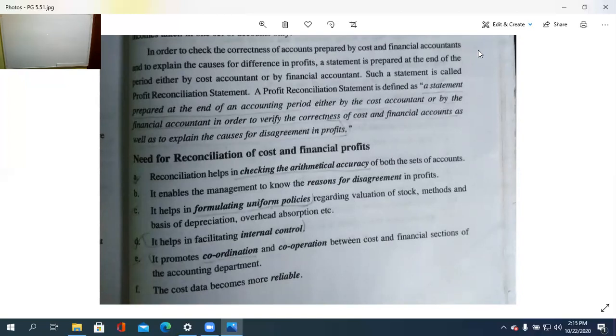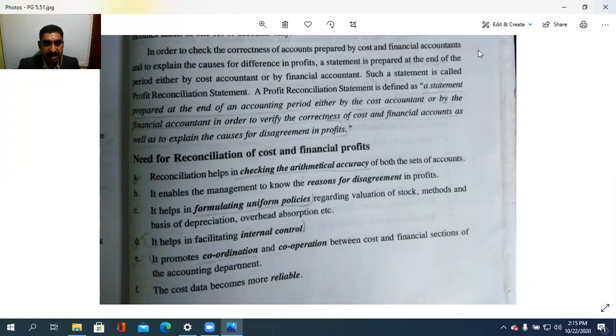What is the difference between both the cases? We need to rectify that, or we need to check that thing. Clear? That is the case. So profit reconciliation statement is a statement prepared at the end of the accounting period, either by the cost accountant or the financial accountant, in order to verify the correctness of the cost and financial accounts, as well as to explain the causes for the disagreement in profit.